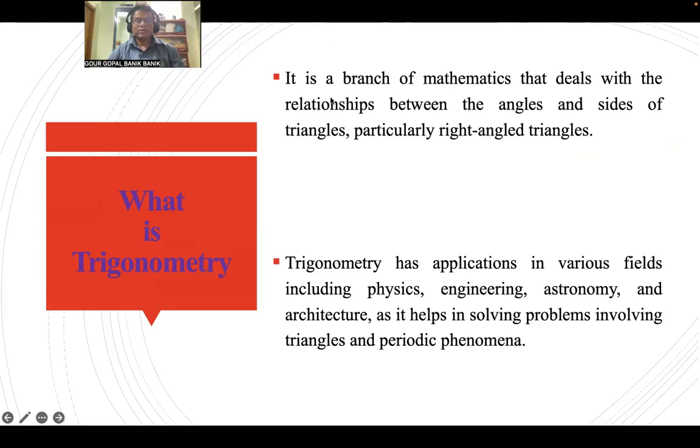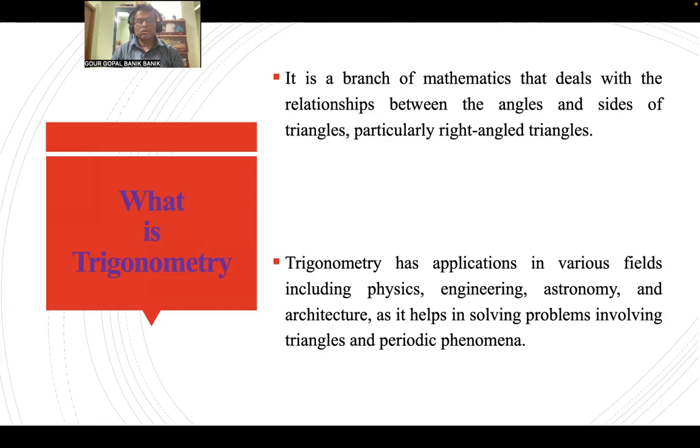See, dear students, what is trigonometry? First, let us understand what is trigonometry. Trigonometry is a branch of mathematics. Okay? First, you remember this chapter of mathematics. It deals with the relationship between angles and sides of triangles, particularly right angle triangles.